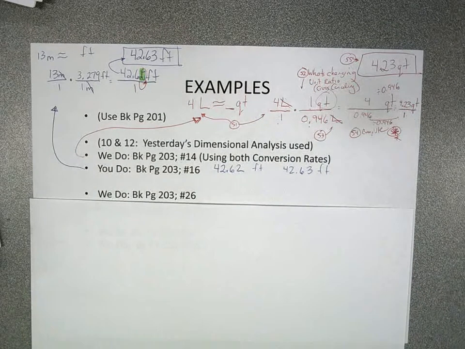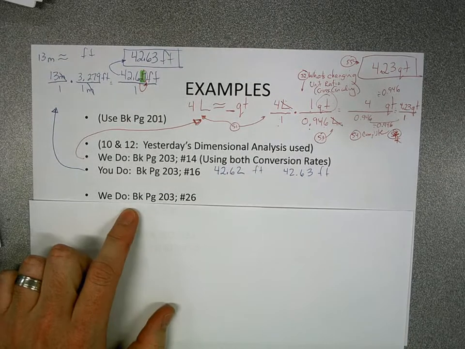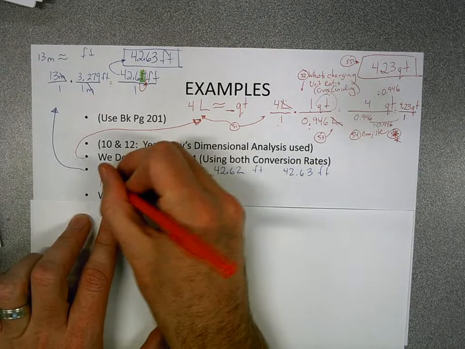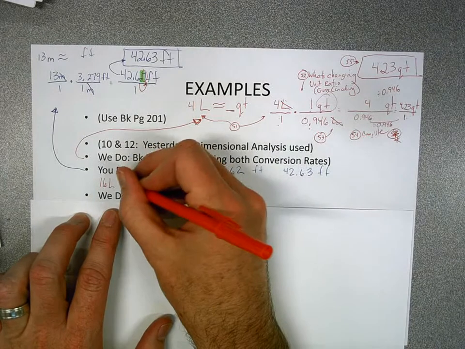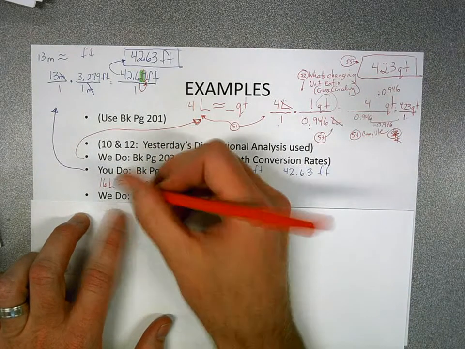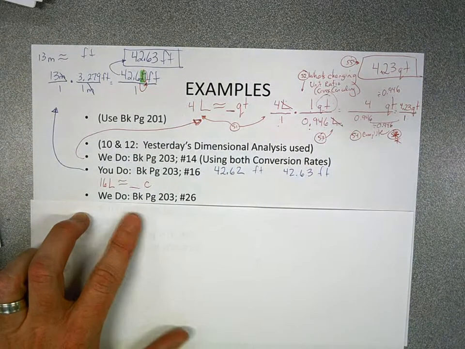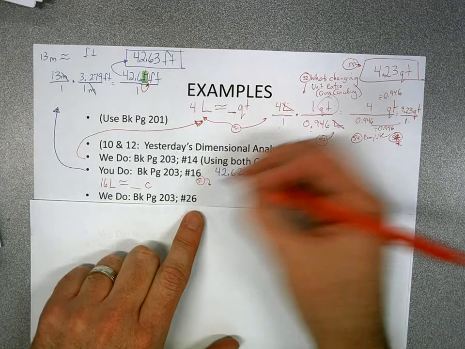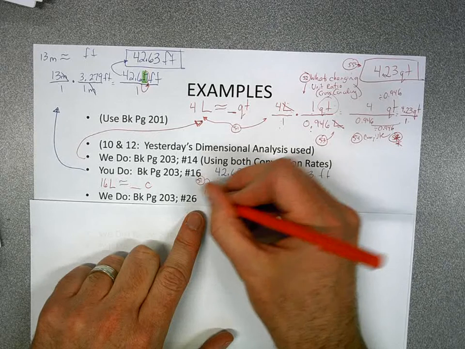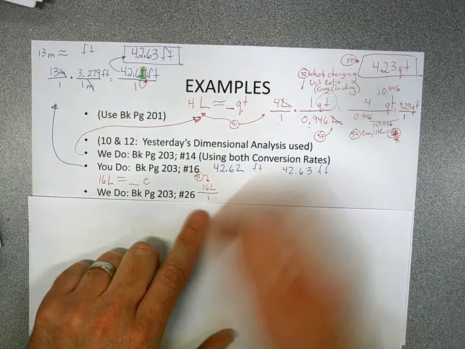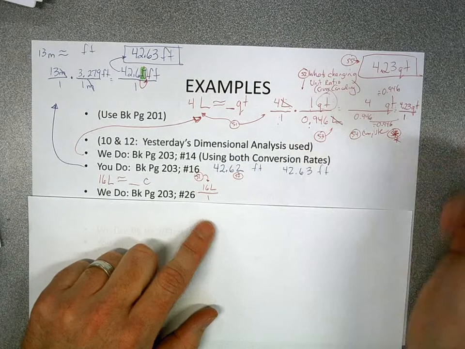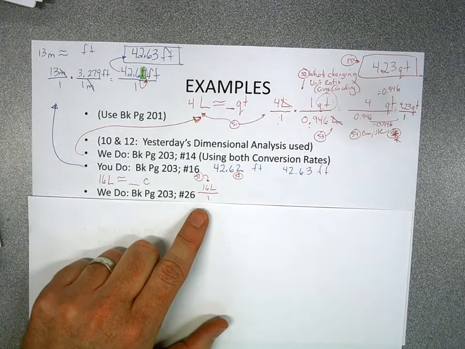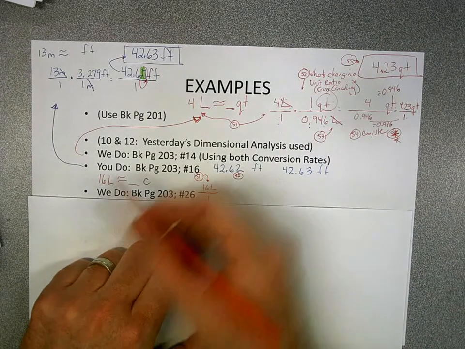Page 203, let's take a look at number 26. Now the steps are going to be very similar. We have 16 liters. Step 1: write what's given. So we have our 16 liters. We'll just put it over 1. Step 2 is going to be the same thing. What are we changing from what to what? Liters to cups.